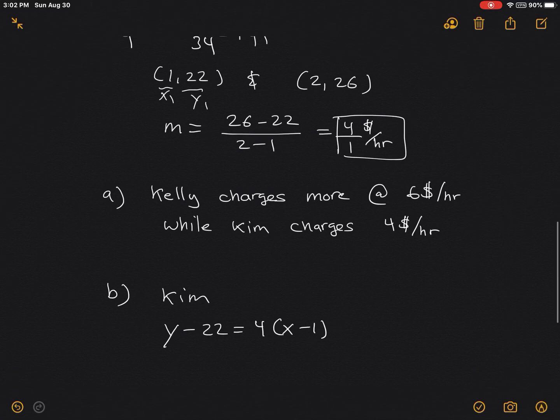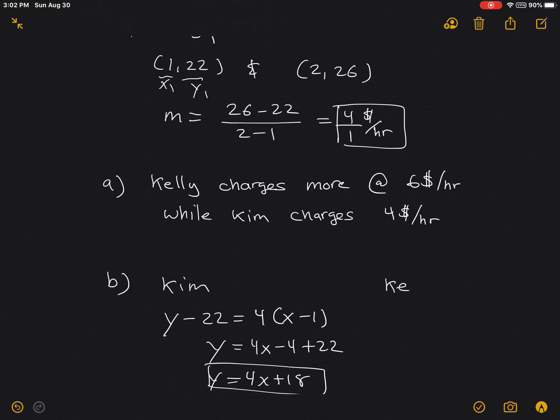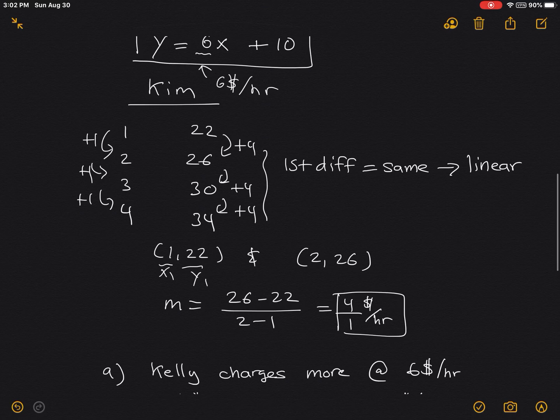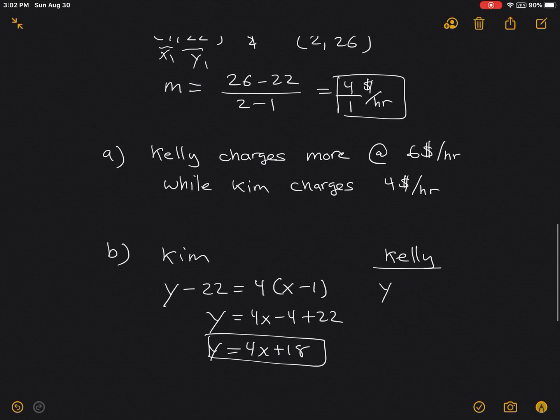So this is point slope, but I want to get y by itself. So you can easily go from point slope to slope intercept. Just distribute: 4x minus 4 plus 22. You're going to get 4x plus 18. Okay, so this is the equation of the line for Kim. And for Kelly, we had it here in the beginning, which was 6x plus 10. Kelly is y is equal to 6x plus 10.